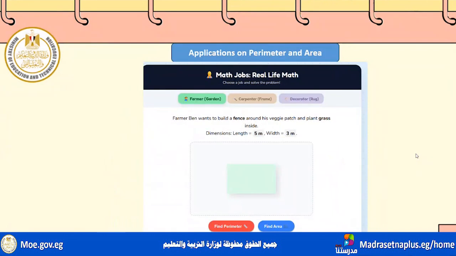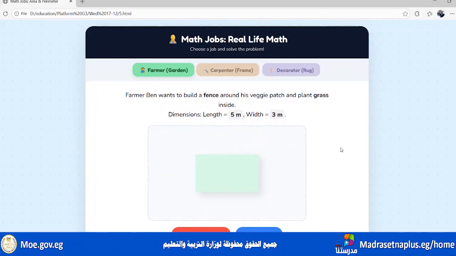Now let's get applications on the perimeter and area. This is the third lesson of our session. First one: a farmer wants to build a fence, a border around his garden, for example, his barn. Now it's around his veggie patch and plant grass inside. Dimensions, that means length and width. Length is 5 meters and width is 3 meters. 5 meters long, 3 meters wide.